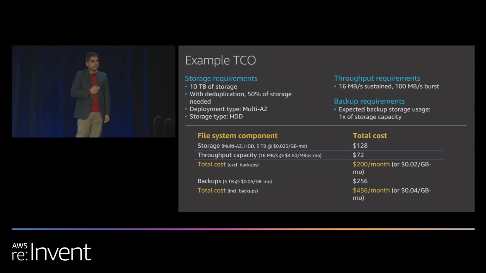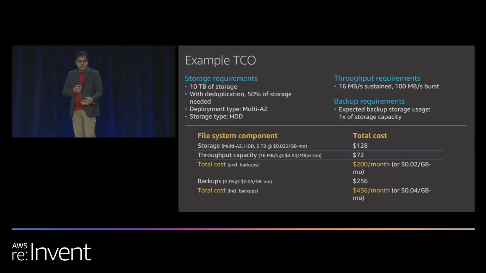And with deduplication, let's say effectively you have about 5 terabytes of storage space needed, even though you have 10 terabytes of storage needs. And then in terms of deployment type and storage type, let's say your workload fits well with multi-AZ and HDD in terms of the needs of the application. And then in terms of throughput requirements, let's say the workload needs about 16 megabytes per second on a sustained basis, 100 megabytes per second on a burst basis. And in terms of backup, let's say you have about 1x of the storage capacity needed for backup as well.